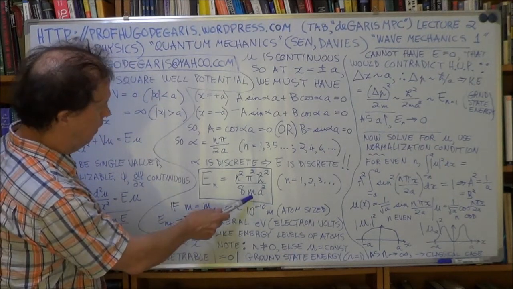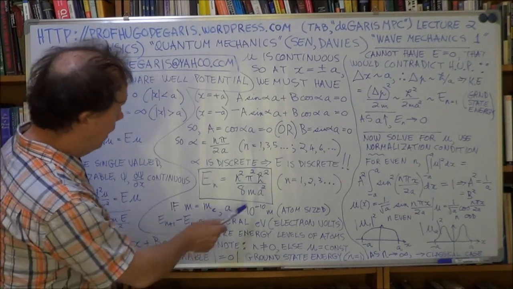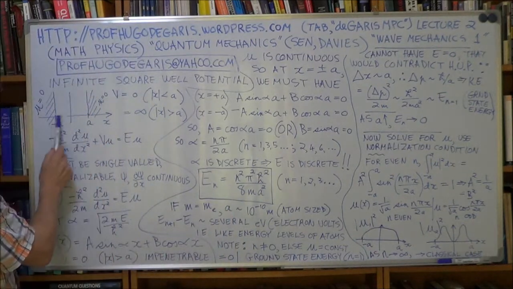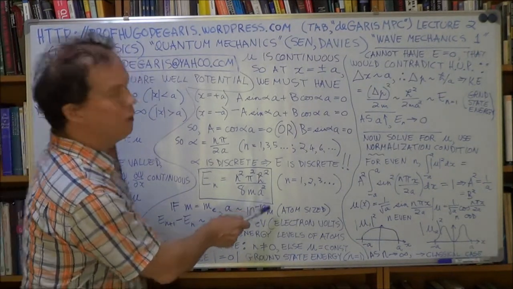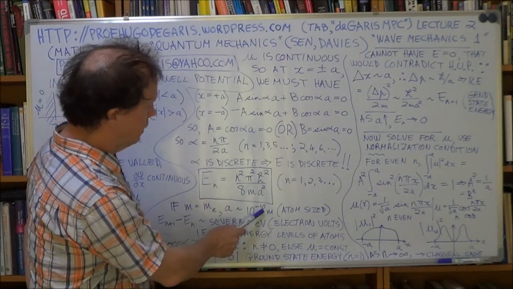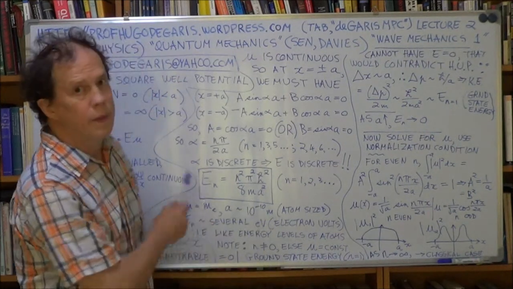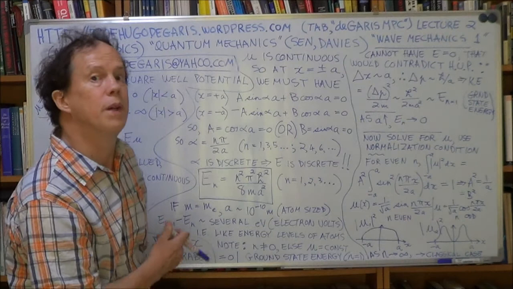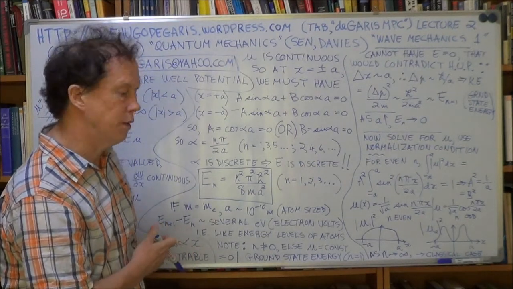So if your m here is the mass of the electron, and your a here, this sort of size here, if that a is of the order of 10 to the minus 10 of a meter, that's an angstrom. That's the usual term for 10 to the minus 10 of a meter.